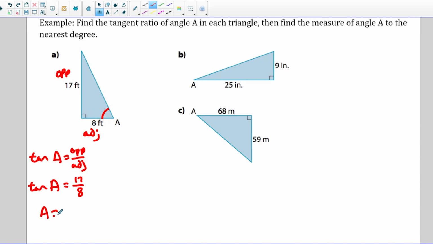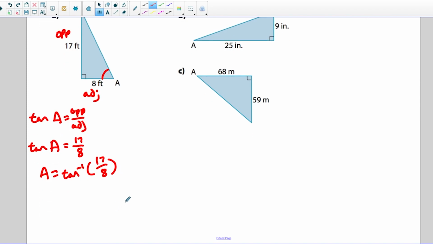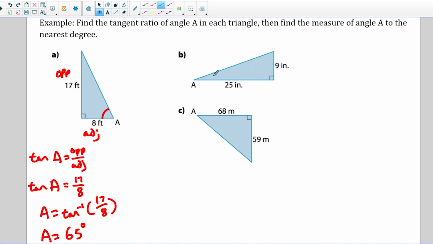We need to take the inverse tangent of both sides. So when I do that, I'm actually getting rid of the tangent on the left-hand side, and I'm taking the inverse tangent of whatever I have on the right-hand side. So on your calculator, when you punch in shift or second tan, and then 17 divided by 8, we end up with 64.79, and since we are being asked to round to the nearest degree, we have angle A is equal to 65 degrees.